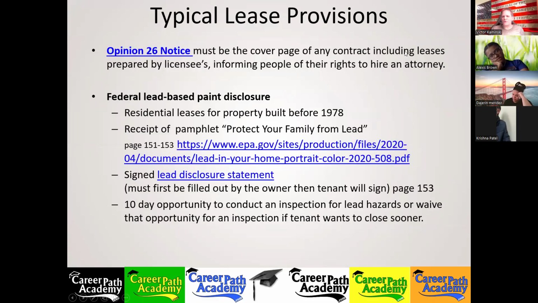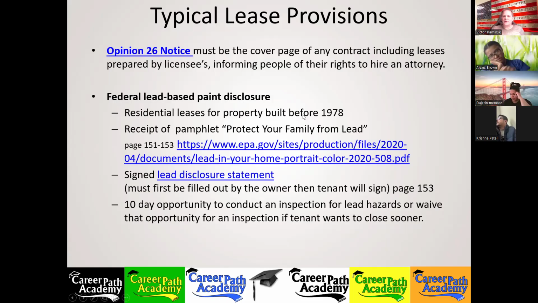Yeah, most people don't have attorneys review leases, but they have to be notified. We need to give the Opinion 26 notice anytime we prepare a contract or a lease and an attorney is not involved. So the Opinion 26 notice must be the cover page of purchase contracts and leases that state that they have a right to hire an attorney and have one review the contract.